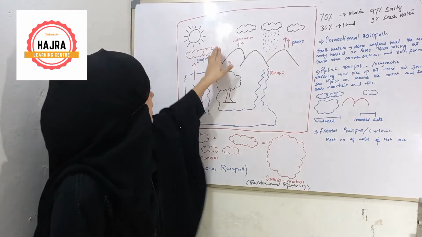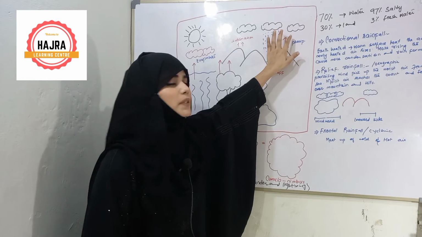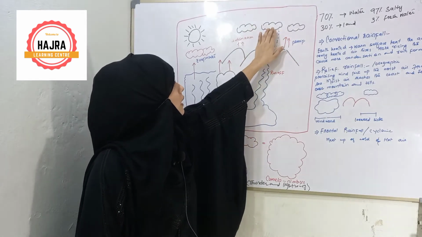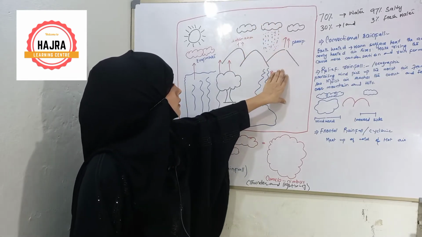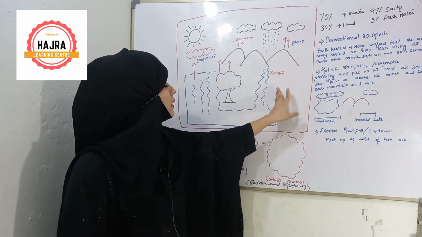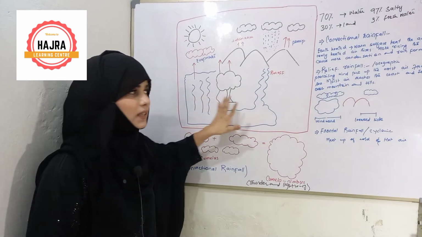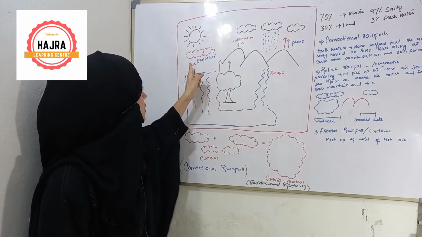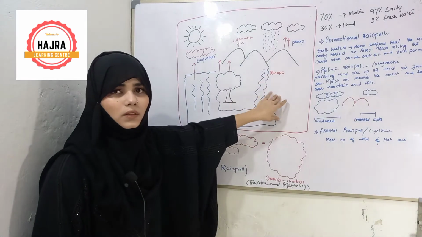So in the next step, when clouds are formed, these clouds are responsible for precipitation or rainfall. As the rain falls on the earth, with the help of surface runoff, water again meets the main ocean. So the water we lose by evaporation, we gain back in the form of rainfall on the earth.